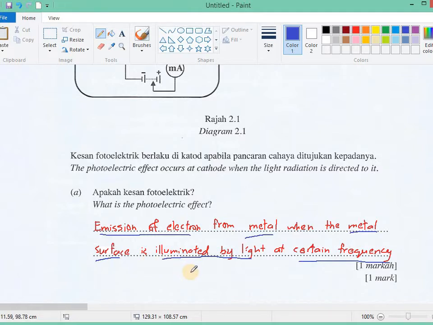These are words that are very important, especially this, at certain frequency. Why only at certain frequency? Because the photoelectric effect only occurs when the frequency of the light is greater than or equal to the threshold frequency of the metal. If the frequency is lower than the threshold frequency, then there will be no photoelectric effect.